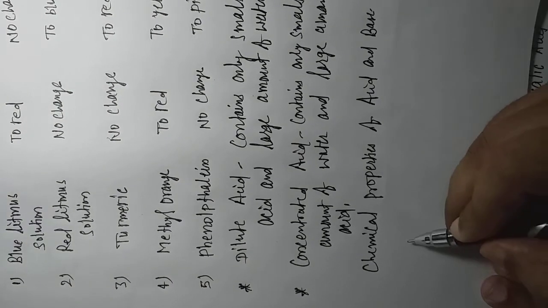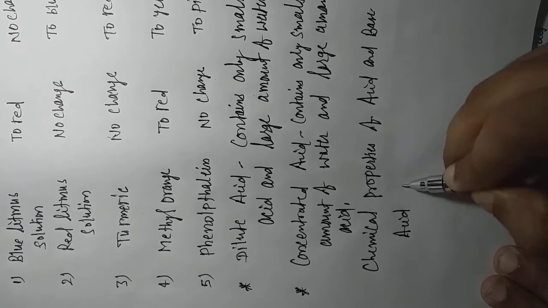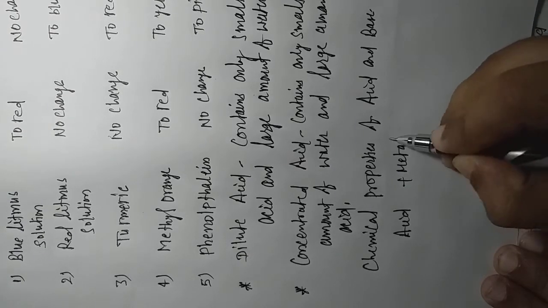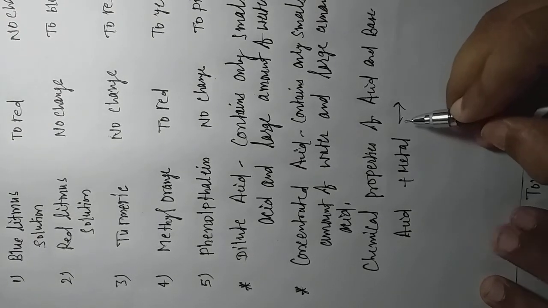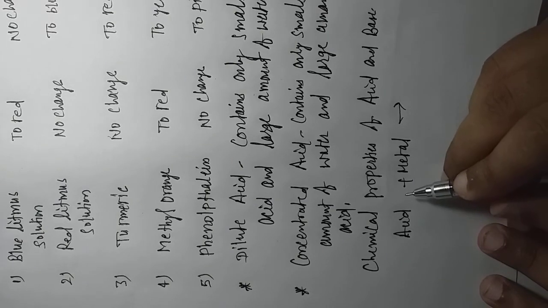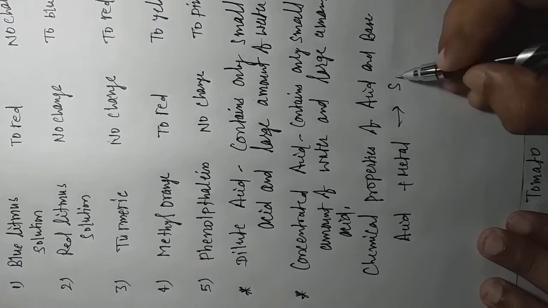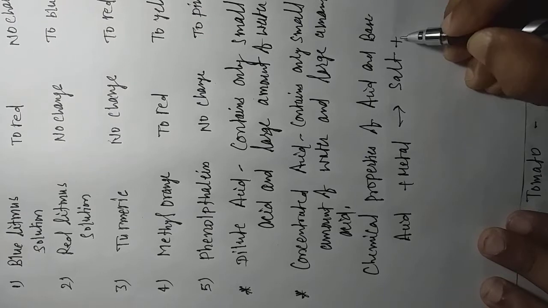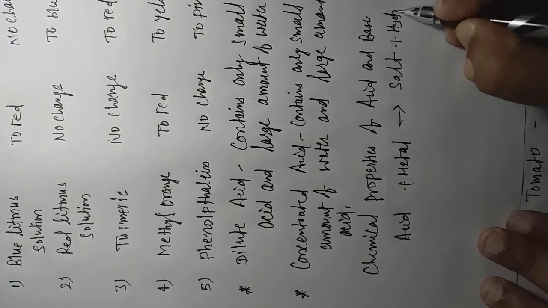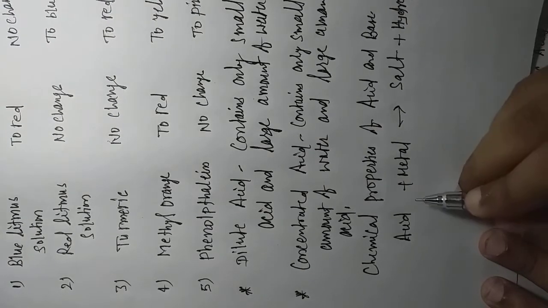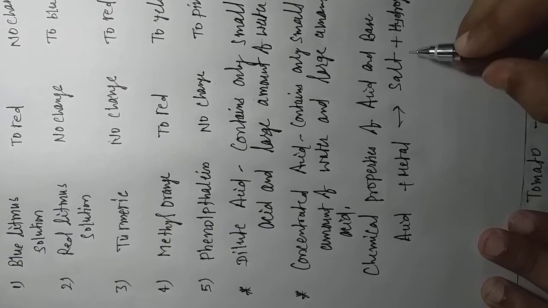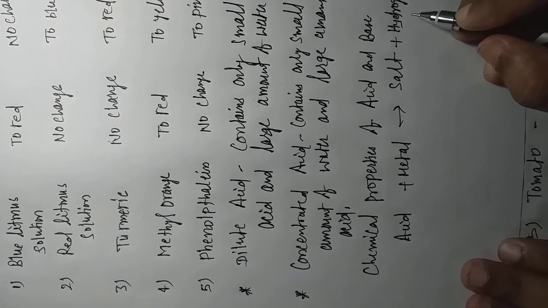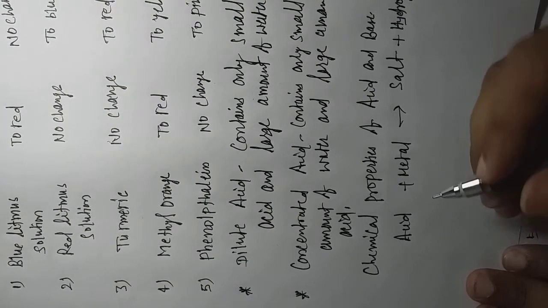So when acid reacts with metal, right? Metal, we already studied about the metal. So whenever acid reacts with metal, it forms salt plus hydrogen. Salt plus hydrogen. Memorize this reaction well. When acid reacts with metal, it forms salt and hydrogen gas. And we take a series of examples.